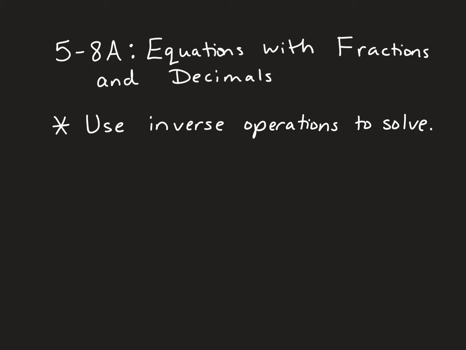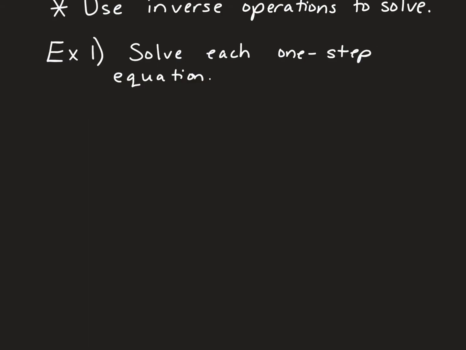And there's a special case. Sometimes you'll have a fraction multiplied by a variable, and we can undo that multiplying a fraction by multiplying its inverse. So it's still opposites, but not always the opposite operation. For example 1, we're going to solve each one-step equation.